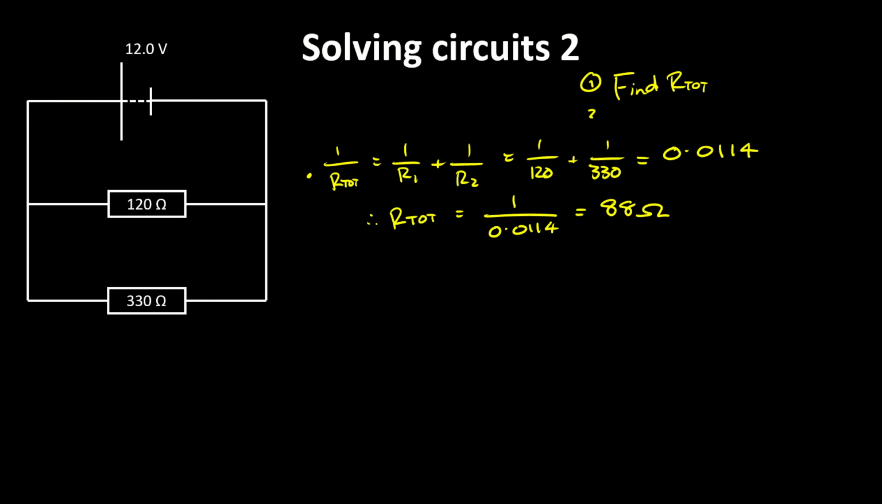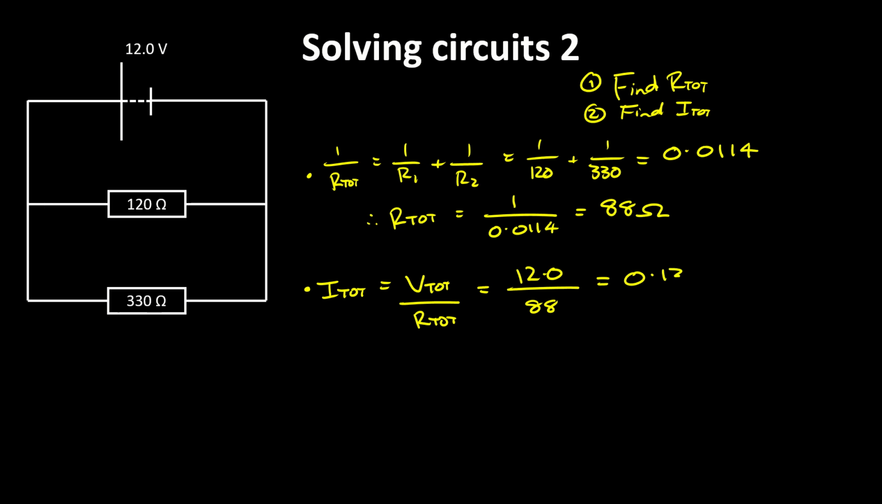So the second step is find the total current. Okay, so the total current is using Ohm's law, the total voltage divided by the total resistance. So it's still 12 volts, except now the resistance is 88. Is 0.136 amps.